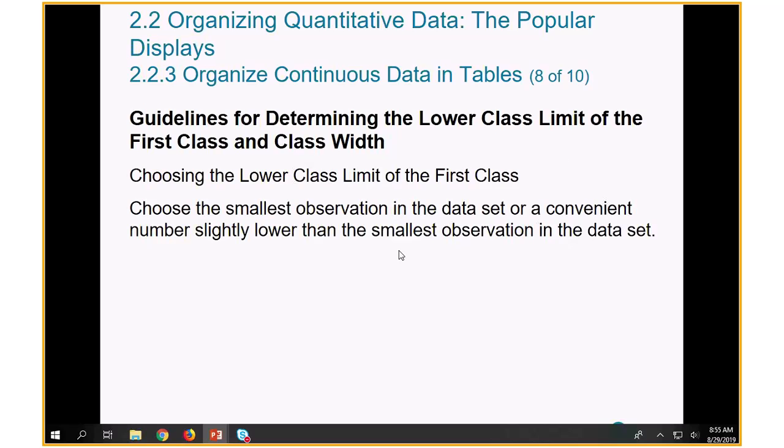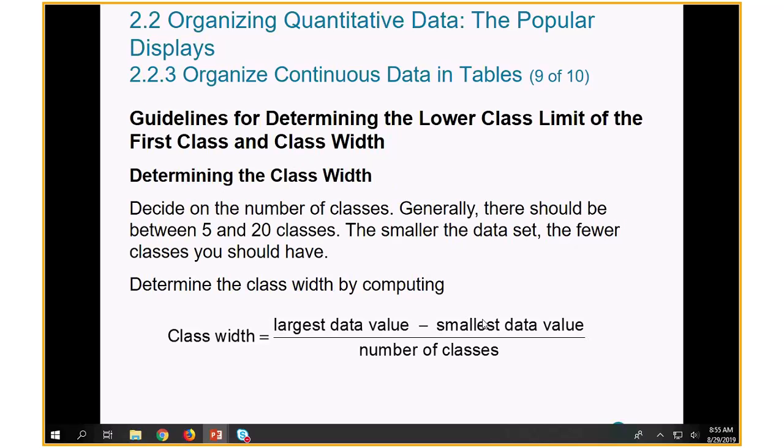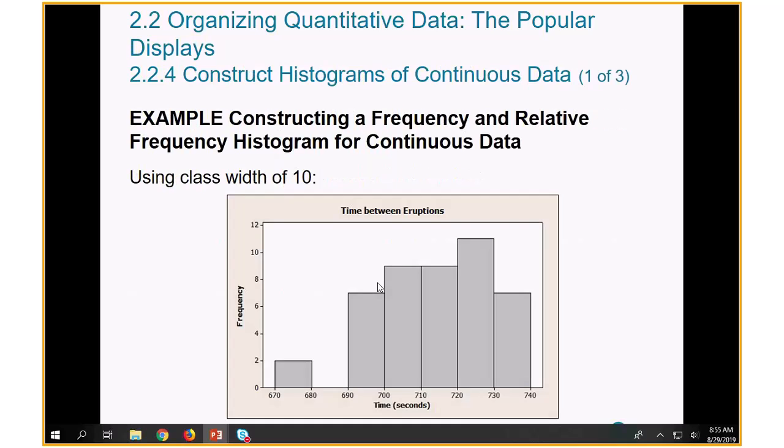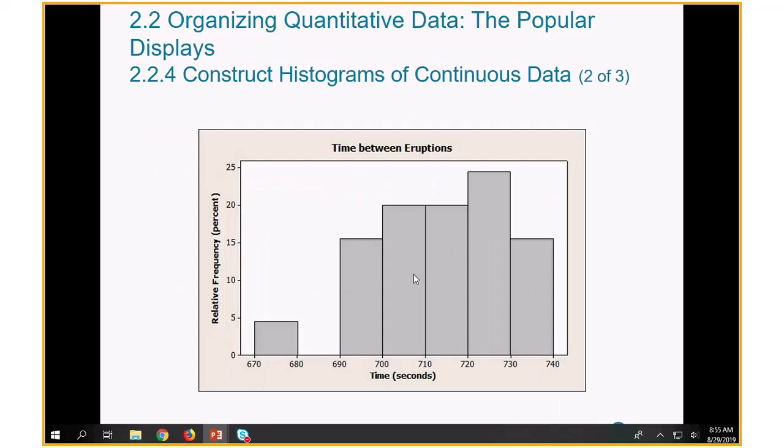Lower class limit, and that's where we're getting the class width. There you go. But you don't have to do it that way. You can just look at the first one and the second one and subtract. And their histograms.